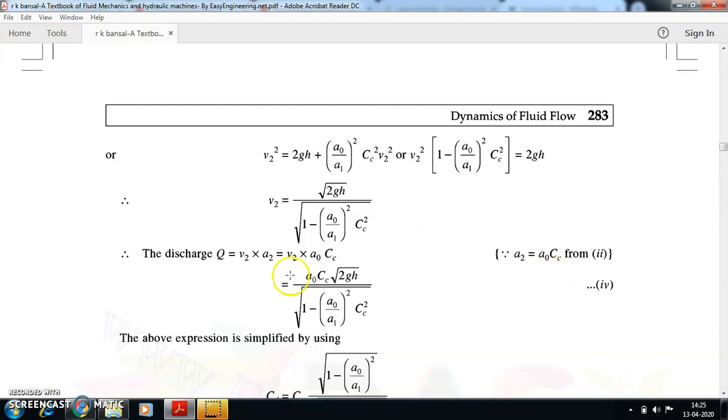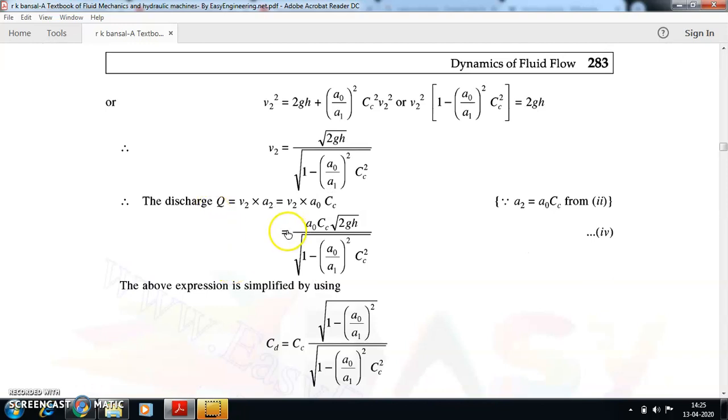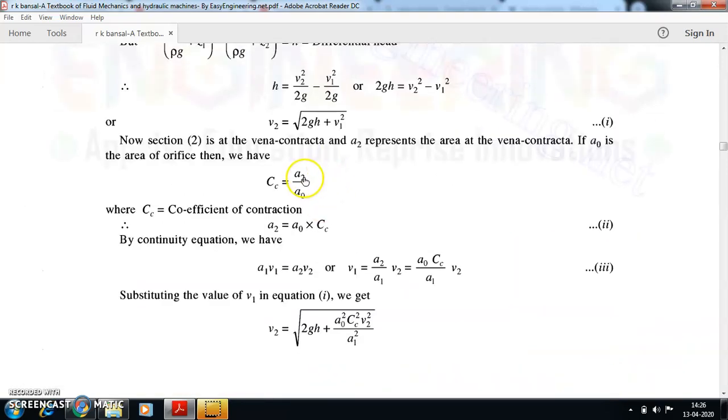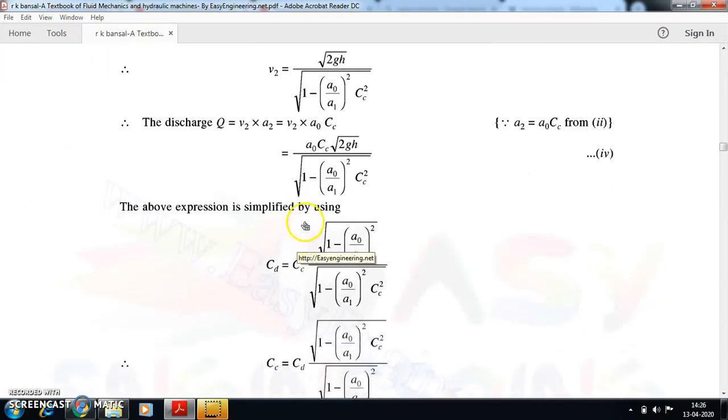Now the discharge Q will be equal to V2 into A2. A2 can be written in terms of CC. CC was equal to A2 divided by A0. I'm very sorry, I said it the other way around earlier.